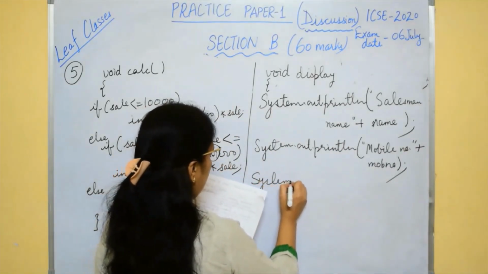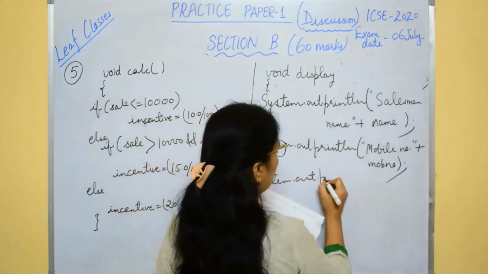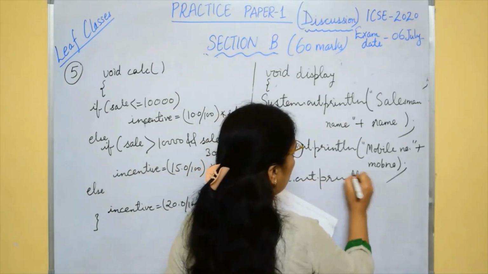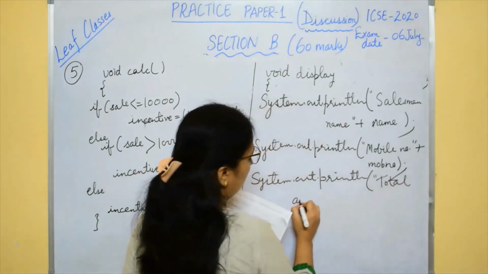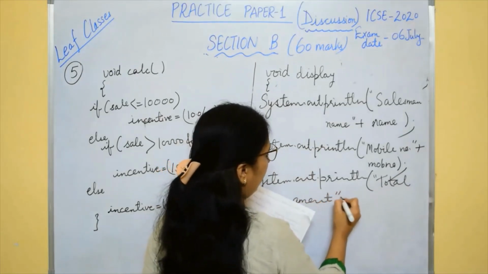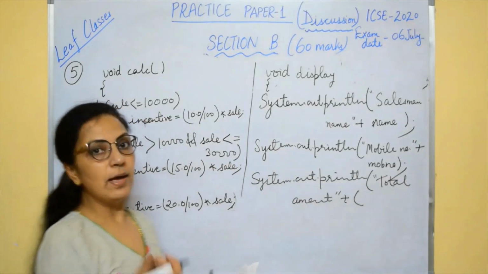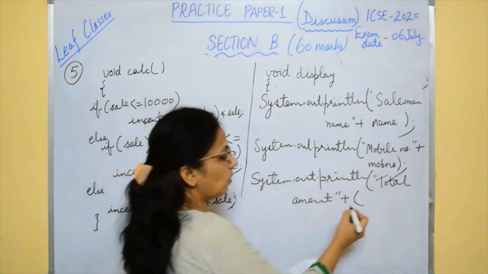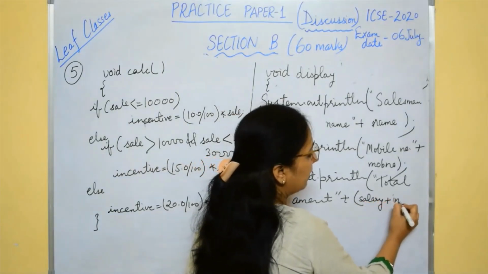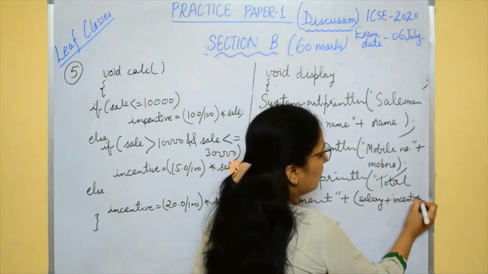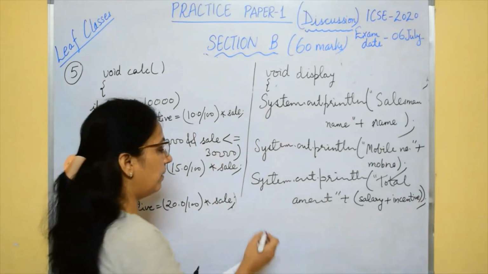The third is amount after adding incentive to the salary. So here total amount you can write plus. Now we have to add salary and incentive since it is a calculation. So you can put this calculation within the brackets here. Salary plus incentive, this will be displayed, the value will be calculated and then it will be displayed.